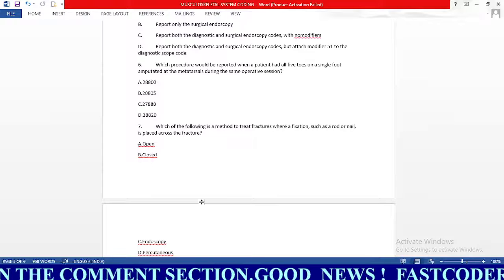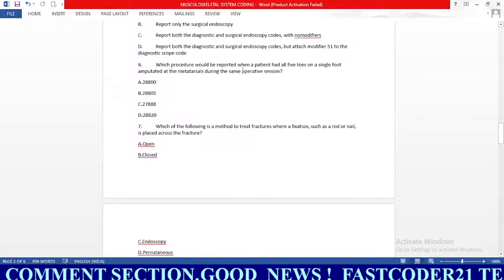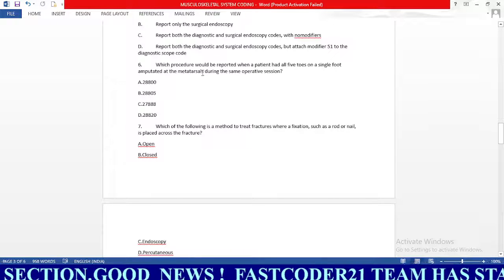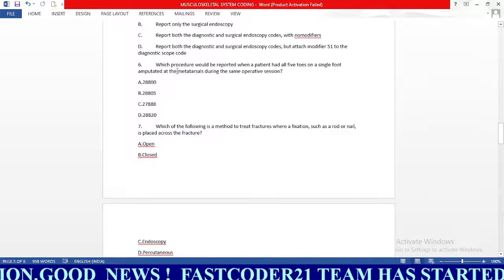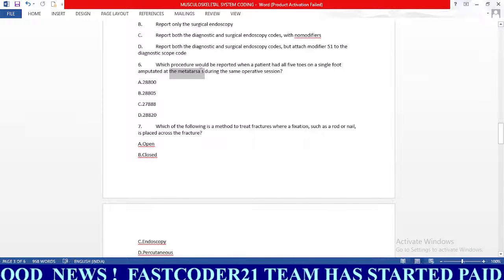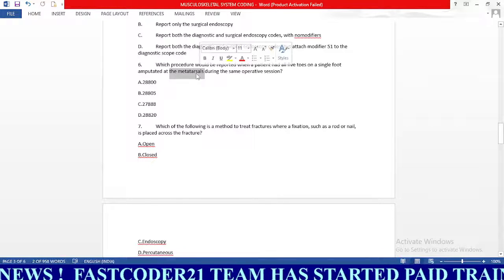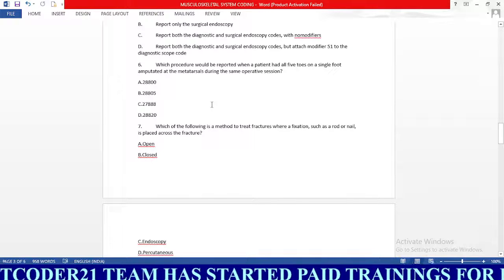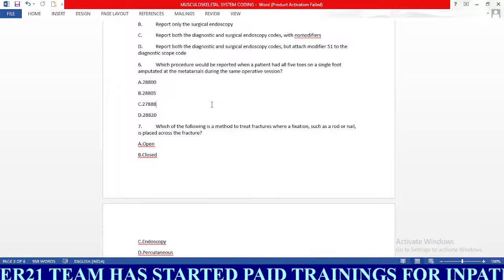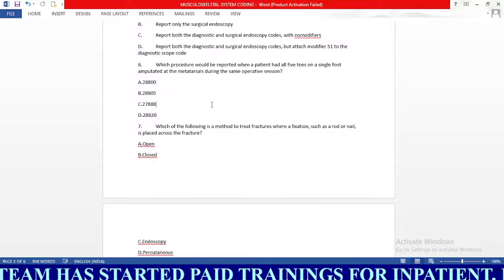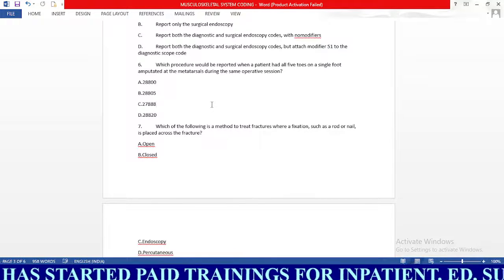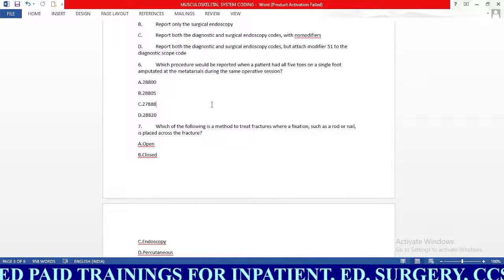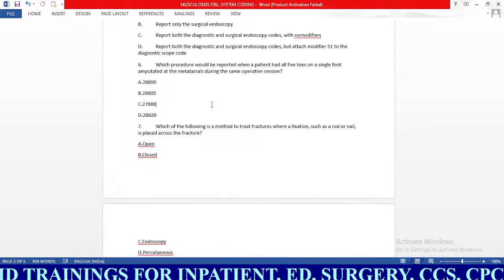Now time is over. Which procedure would be reported when a patient had all 5 toes on a single foot amputated at the metatarsal? Here metatarsals is the keyword, and you need to remember this. We will check first 27888. 27888 is for amputation ankle through the malleoli of tibia and fibula. It is not the ankle, this is the metatarsal. So we can eliminate 27888.